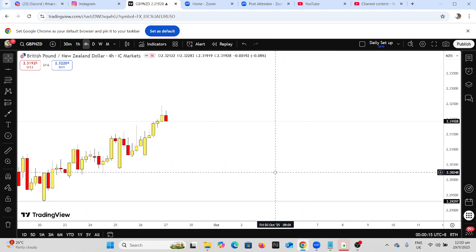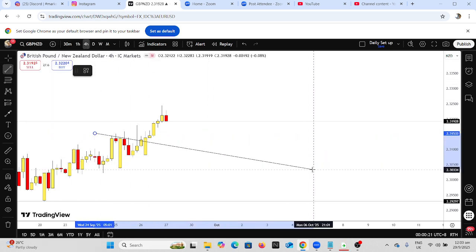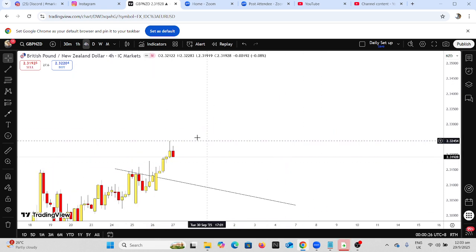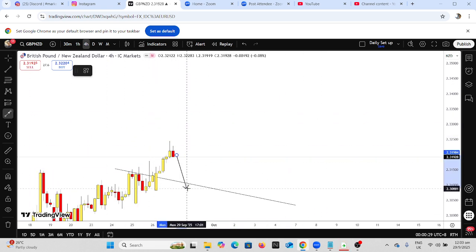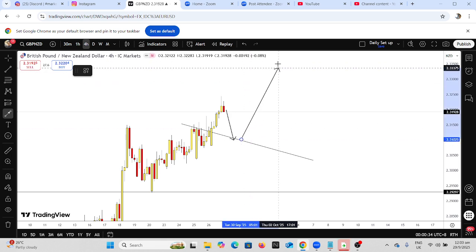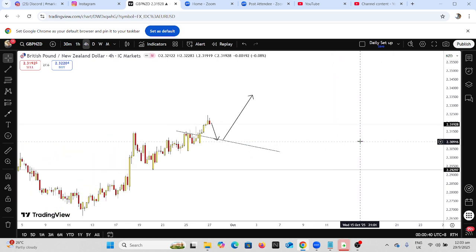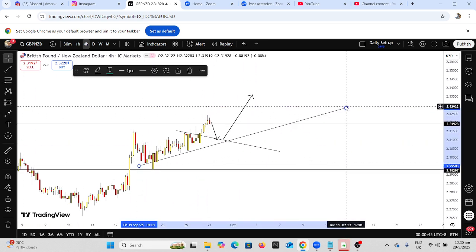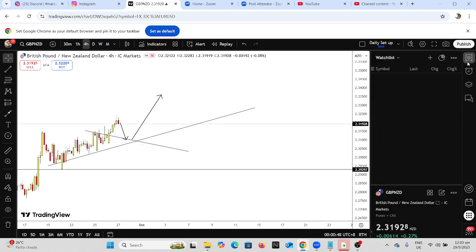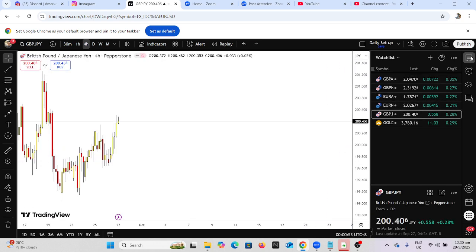So I'll be waiting for price to come down towards an area of support. For me it'll be a much better approach to look for a buy at that point of time should price go down. So for pound NZD, I'll be waiting for price to go down and look for a buy setup. Euro Aussie and Euro NZD should be the same. For pound yen, I also look for a buy setup.